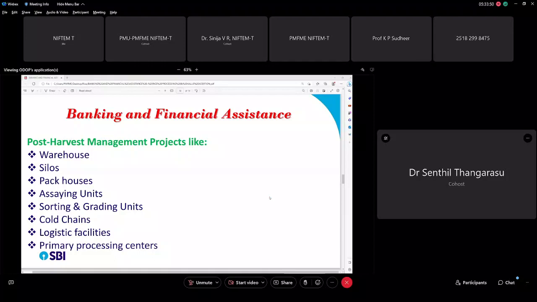So you can avail that loan under CC, working capital requirement. Based on your receivables, the amount you are receiving, or the amount you have to pay for procurement, that also we can cover under the financing to paddy seed processor scheme. It is mainly focusing on working capital requirement.